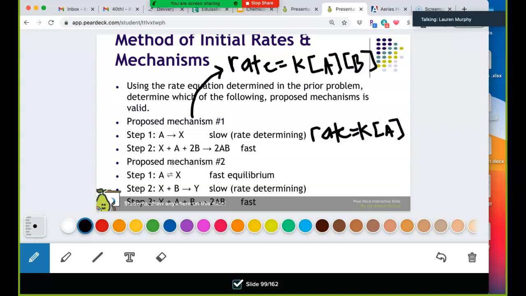So does proposed mechanism 1 work with our experimentally determined rate law? No. They don't match, right? So this isn't a possible mechanism. It does not match our experimentally determined rate law. So now you go, okay, so it has to be mechanism 2, right? But now you're going to have to prove it. Why is it mechanism 2? Well, let's solve for the rate law of mechanism 2. So you find your slow step.